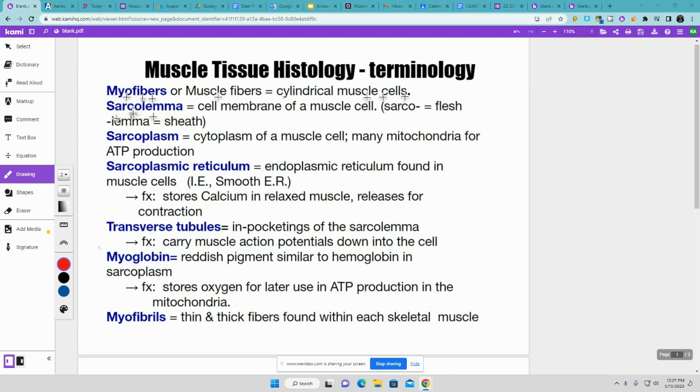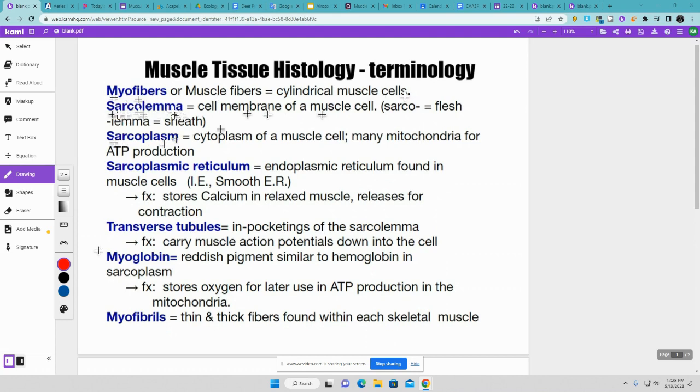Sarcolemma. So you're going to need that. That's just the cell membrane that surrounds the muscle cell. Remember, this is different than the connective tissue that surrounds it, like the epimysium that surrounds the entire muscle, the perimysium that surrounds each fascicle, and then the endomysium that surrounds each muscle cell. This is a cell membrane. This is not connective tissue. This is made of what's called phospholipids. So that's the cell membrane around each individual muscle cell.